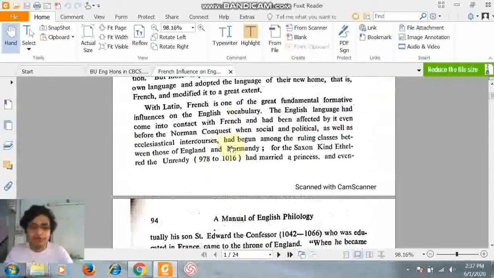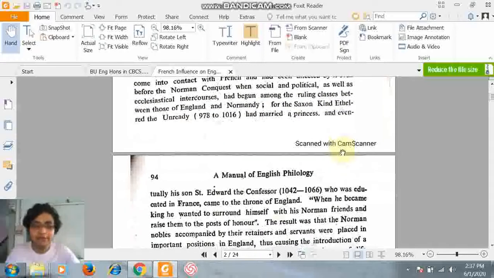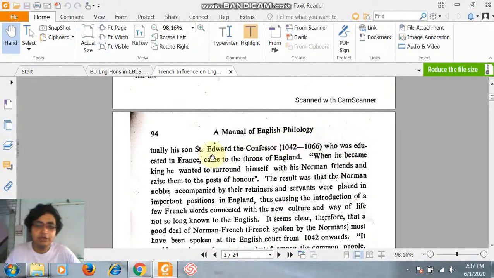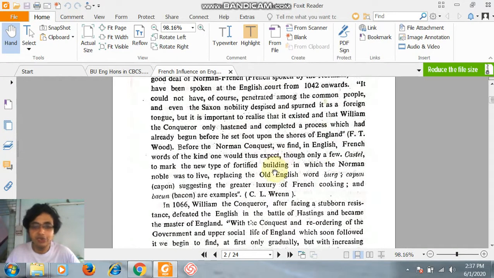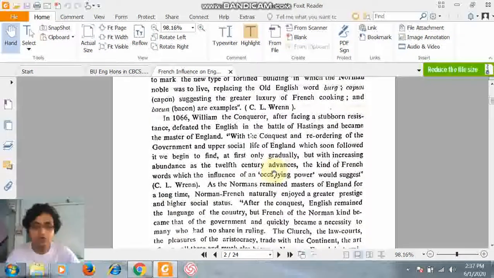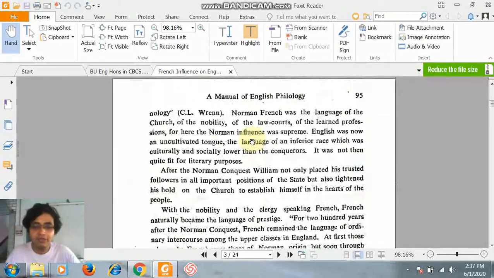As I've already said, the contact between the English and the French people began around Ethelred the Unready, who had married a princess, and eventually his son Saint Edward the Confessor, who was educated in France, came to the throne of England. And in 1066, William the Conqueror, after facing stubborn resistance, defeated the English in the Battle of Hastings.